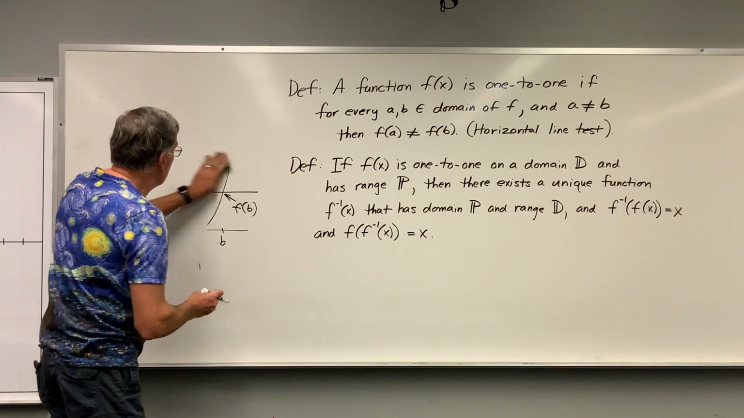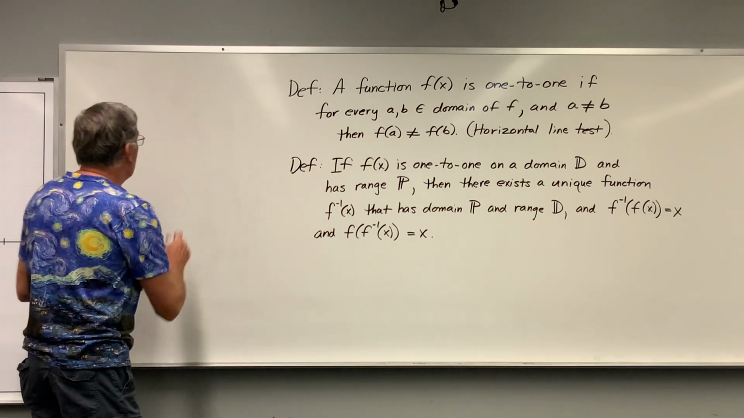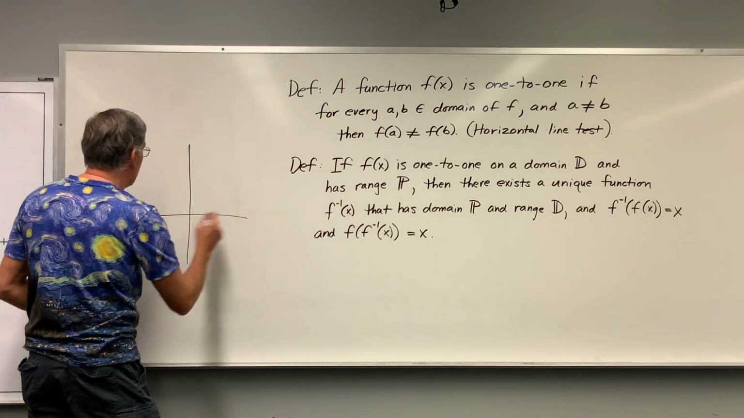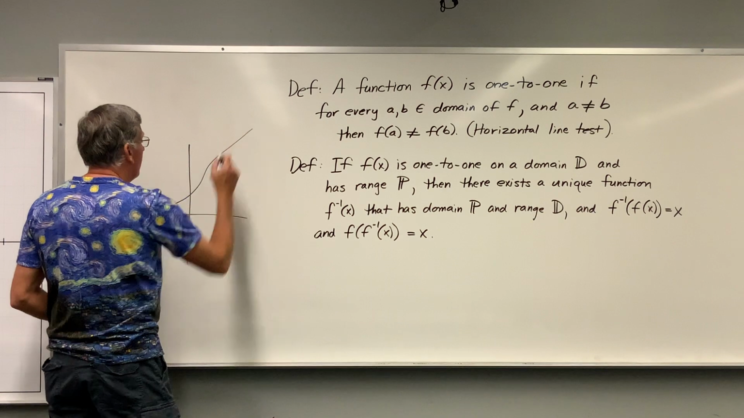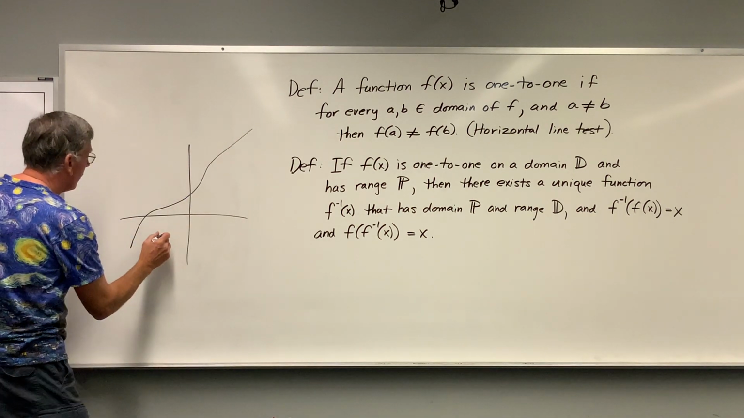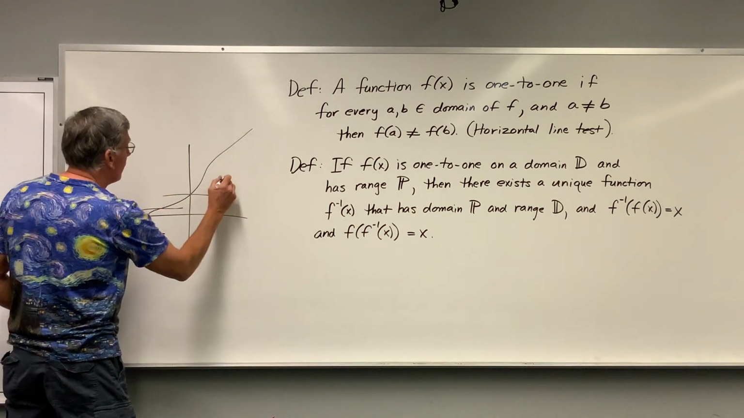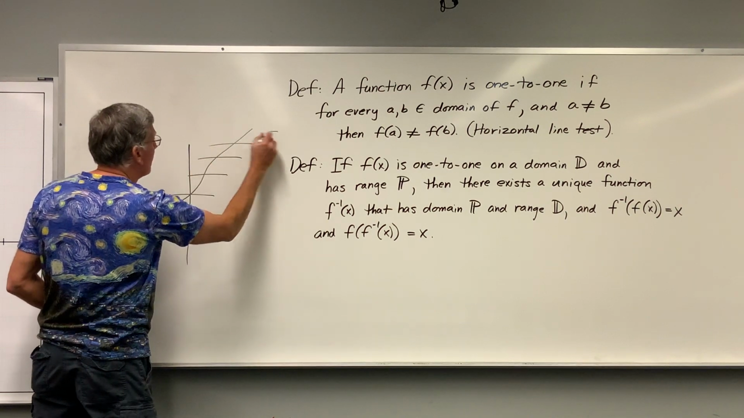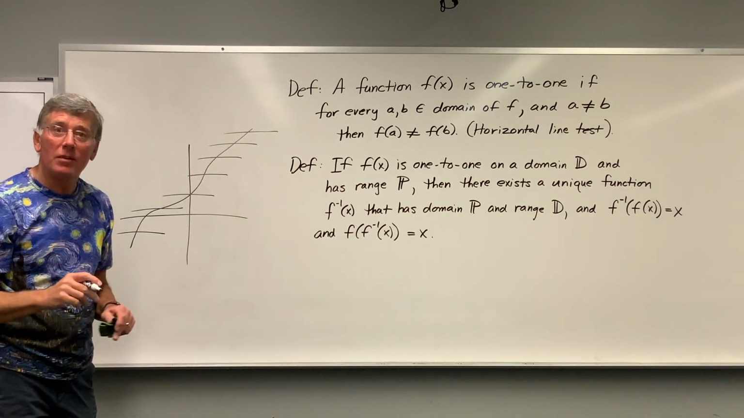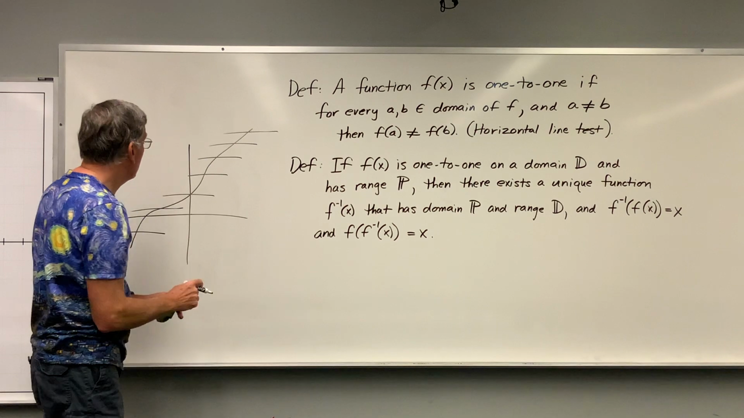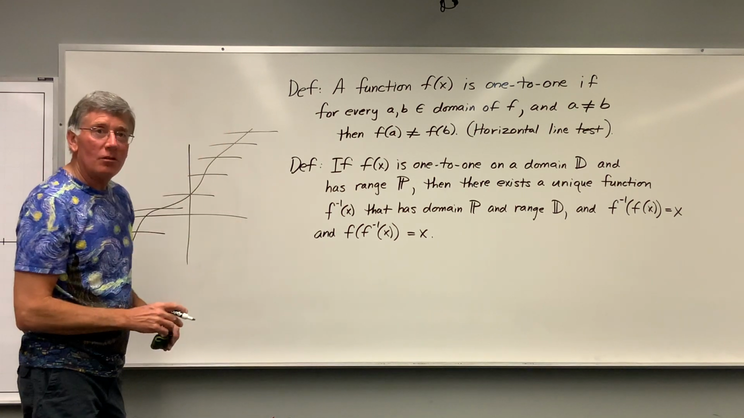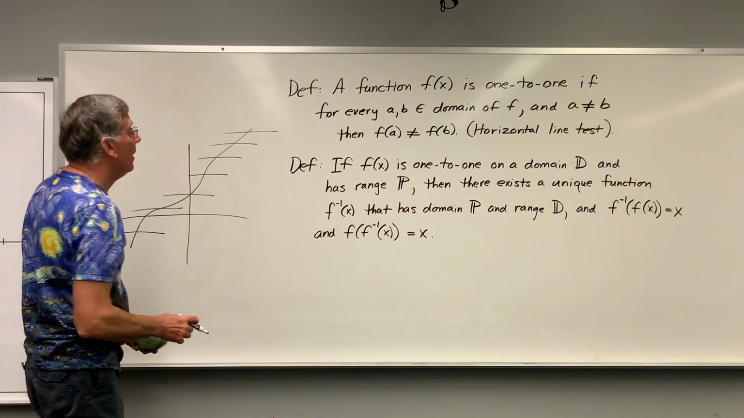Whereas it's pretty easy to draw just any function here. There's no place along this where a horizontal line crosses in more than just one place. It's always in one place. This is going to be a one-to-one function.